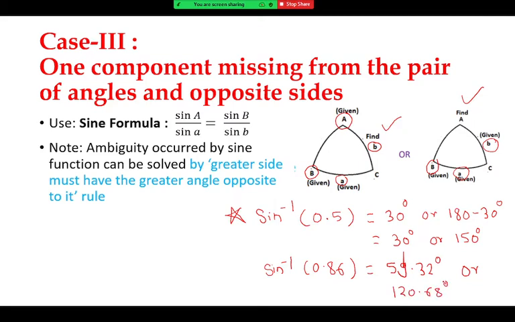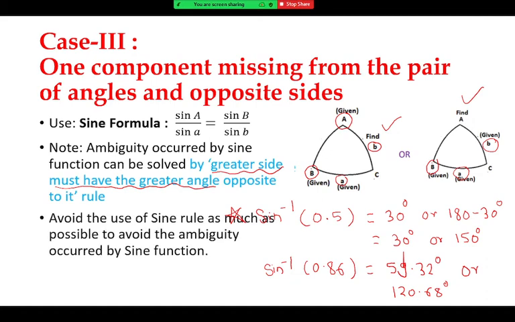120.68 degree. So you'll observe for each sine inverse there is a theta and pi minus theta, and we have to select that proper angle. That is the ambiguity that occurred, and we solve this ambiguity by this property only: greater side must have the greater angle. Generally it is said to avoid the sine rule as much as possible, to avoid that ambiguity.